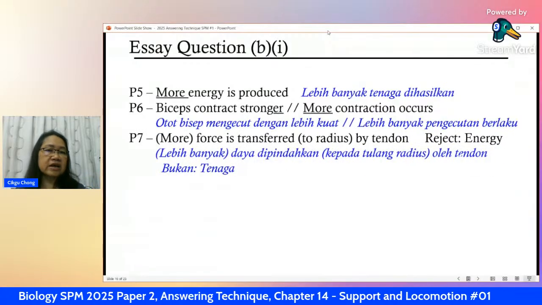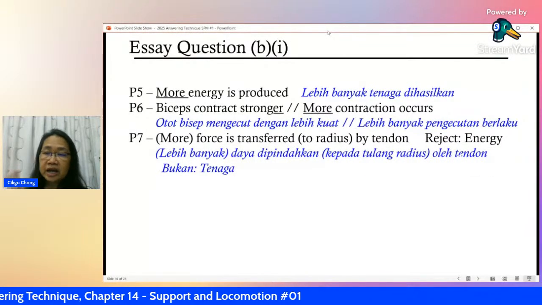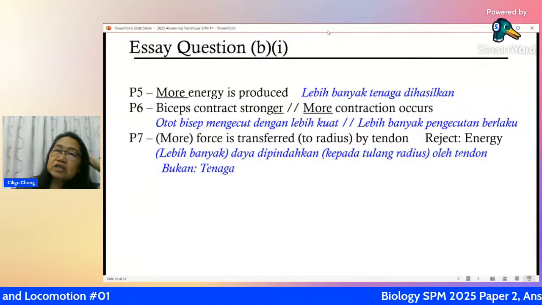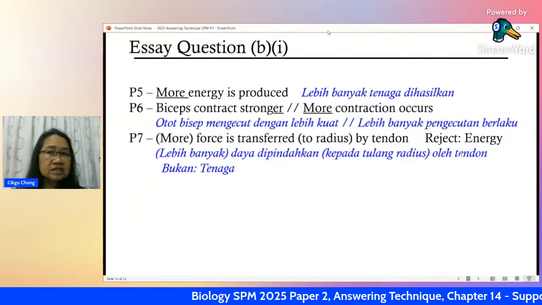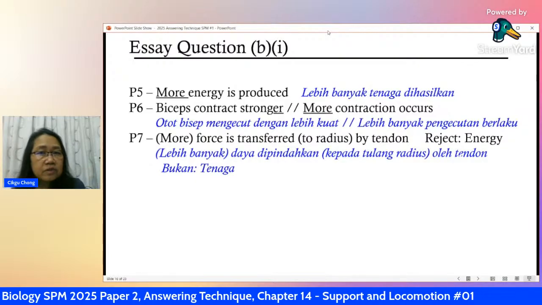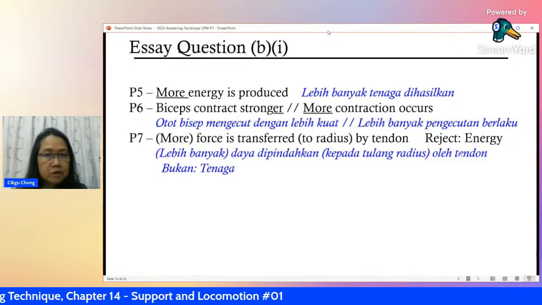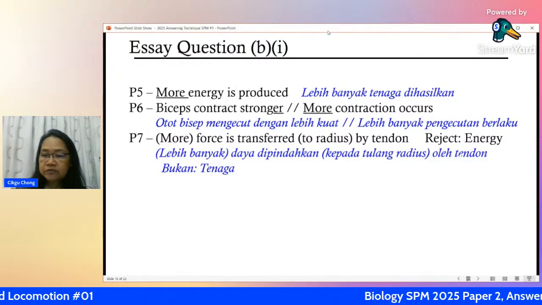More force is transferred to the radius by the tendon, not energy. Yeah, energy is different. So force is measured in Newton, right? And energy is measured in joule. So there are two different things. So we don't say more energies. You don't transfer energy. You transfer force. Okay, energy is produced by the cell. You don't transfer energy. Yeah, you transfer the force. Remember, there are two different things.